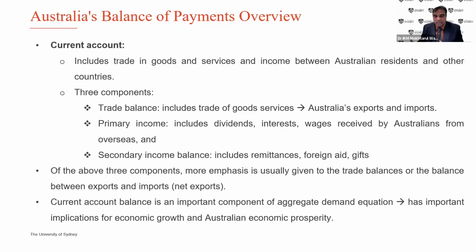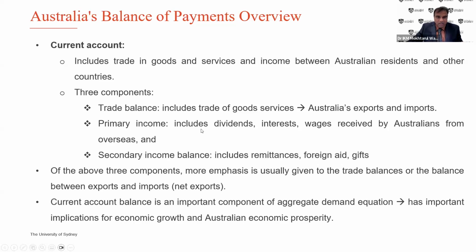For land, we have rent. For labor, we have wages. For capital, we have interest. For entrepreneurship, we have dividends or profit. So these factor payments that Australia receives from overseas for their factors of production that they employ there, and the payments Australians make to the overseas residents, those form the primary income.